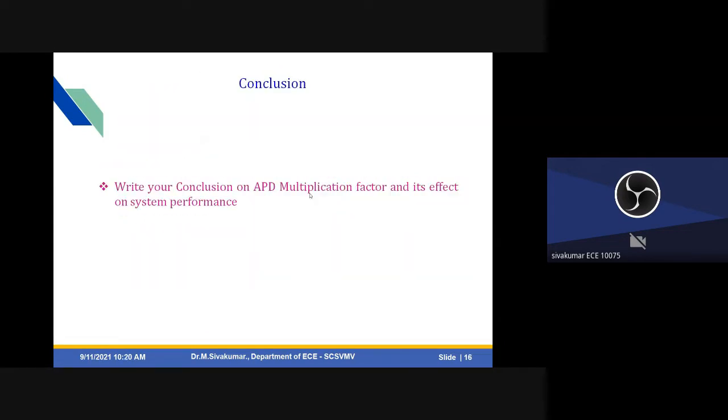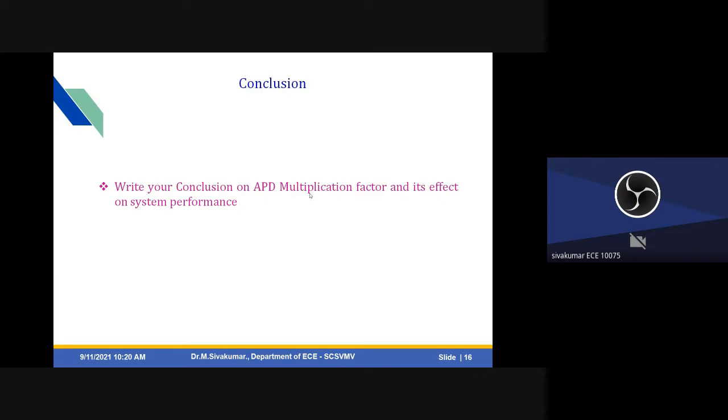This is the conclusion of this experiment. Write your conclusion on the APD multiplication factor and its effects on system performance. At the time of writing the observations, write them in this manner.